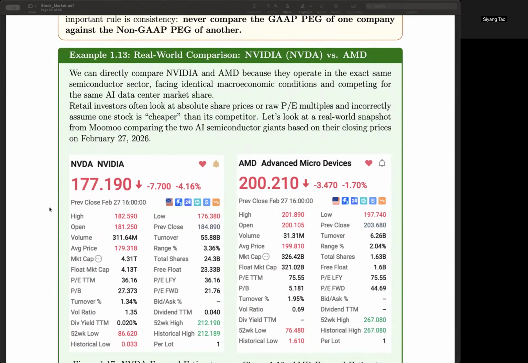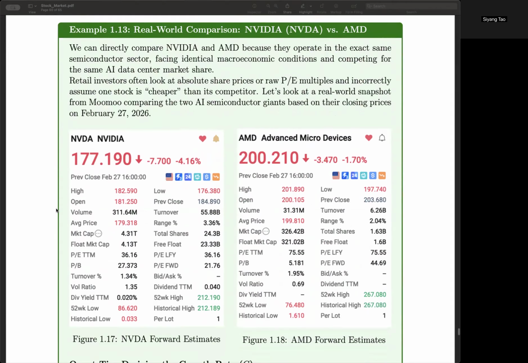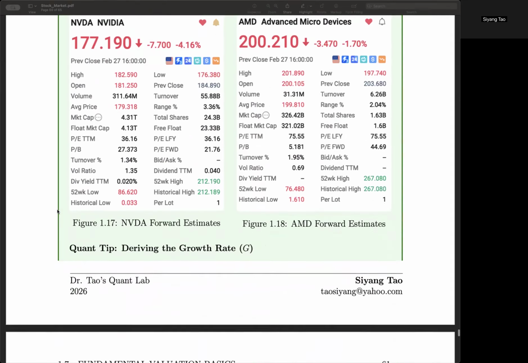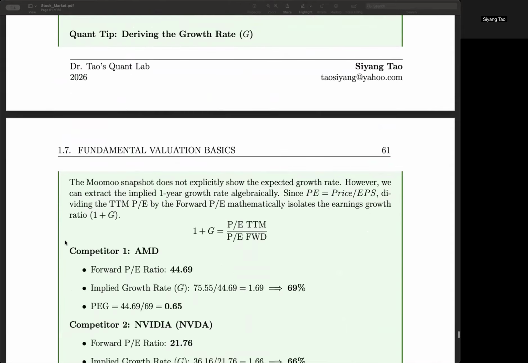Let's look at a real-world comparison using Moomoo snapshots from the market close on February 27, 2026. We are comparing NVIDIA and AMD. Retail investors often look at absolute share prices and assume AMD is the cheaper stock. But let's look at the math. If we divide the trailing PE by the forward PE, we can extract the implied one-year growth rate for both companies.